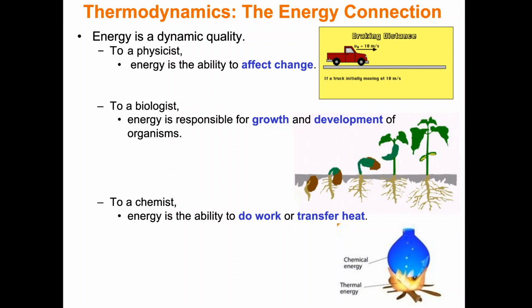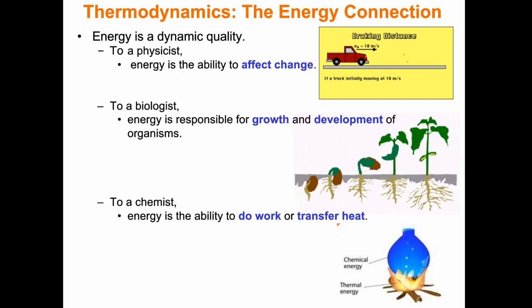And this first slide is just setting up, because depending on who you talk to, they're going to tell you something a little bit different. So the first thing we're going to say is that energy is a dynamic quantity, or quality, I should say. To a physicist, energy is maybe the ability to affect change. It looks like the 365 version won't play these, but basically the truck should roll across the screen, and eventually the brakes will get applied, and the truck will stop.